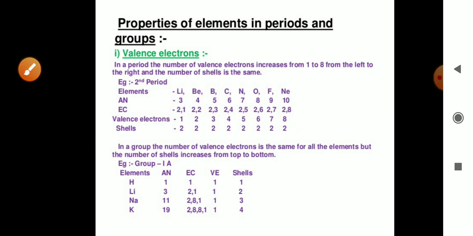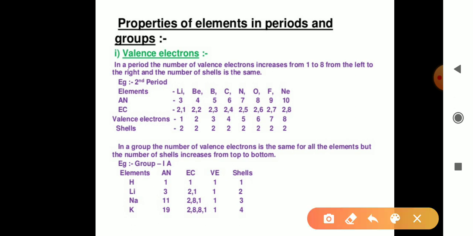Then next is beryllium. Beryllium has atomic number 4. So the structure will be like this: nucleus, first shell. Now how many electrons does the first shell contain? 2 electrons.